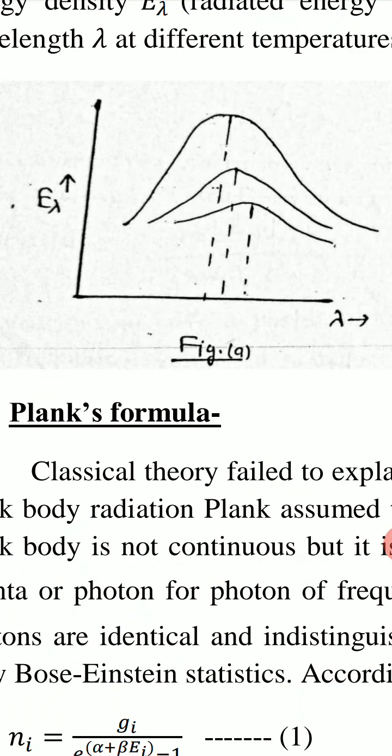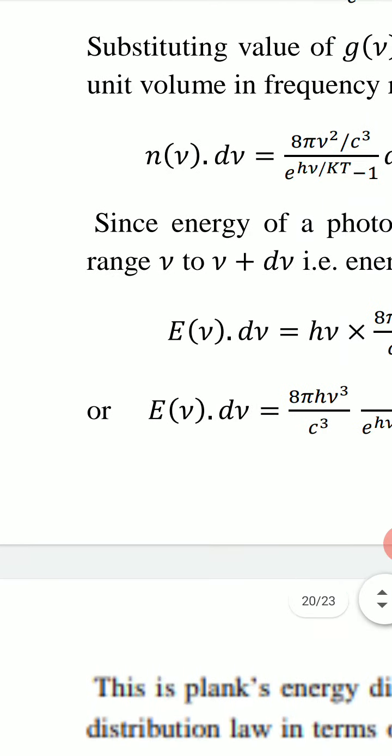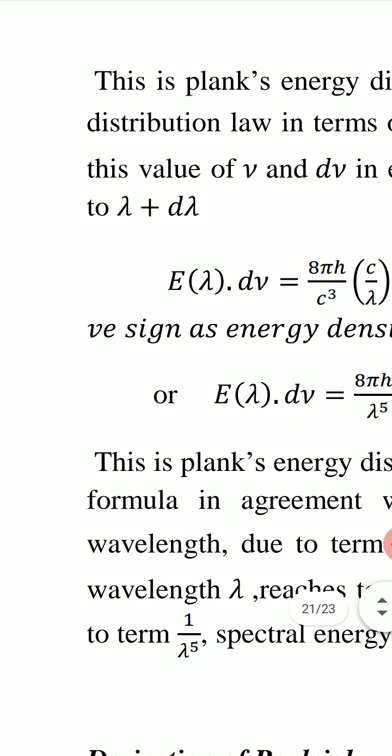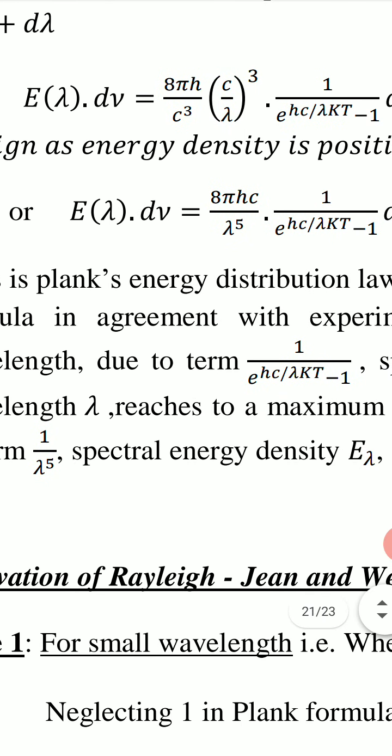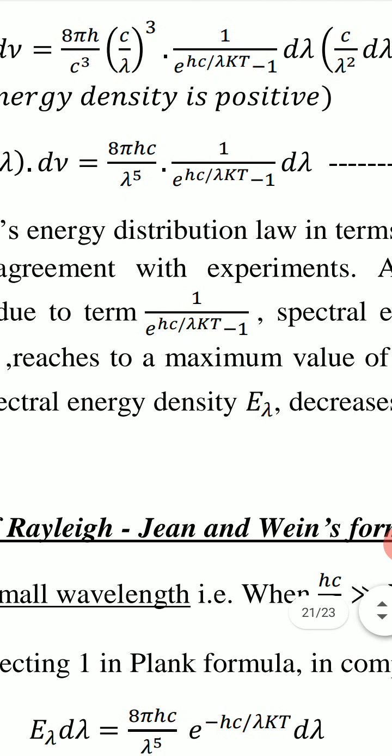Initially E lambda increases with increase in lambda when lambda is small. So E lambda increases initially with lambda, reaches a maximum value, and then it decreases with increase in lambda. So this energy distribution curve can be explained by this Planck's formula: E lambda d lambda is equal to 8 pi hc upon lambda to the power 5 into 1 upon e to the power hc upon lambda kT minus 1 into d lambda.